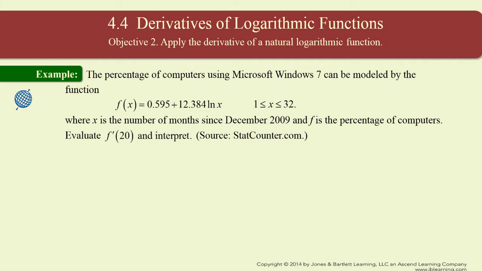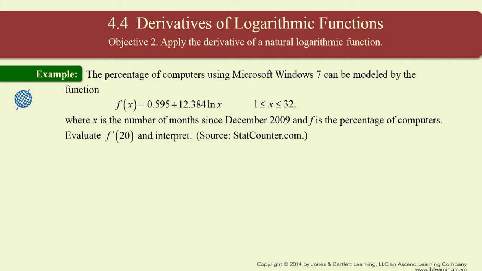In this application, we determined that the percentage of computers that was using the Microsoft Windows 7 operating system can be modeled by the function f of x equals 0.595 plus 12.384 ln x. Note that the restricted domain is 1 less than or equal to x less than or equal to 32. And here x is the number of months since December 2009. And f gives us the percentage of computers that's using the Microsoft Windows 7 operating system.